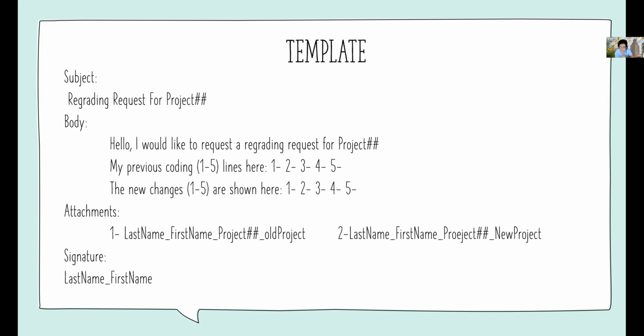Again, there's no cheating, like, oh, I can write 3 lines in one line. No, I understand what you do. So 5 lines only. If you change 5 lines in your code and you think it's working better, show me: these are the 5 lines that I have changed, and these are the new ones. Then attach the old one and the new one with this format: last name, first name, project number, old, and then the new one.